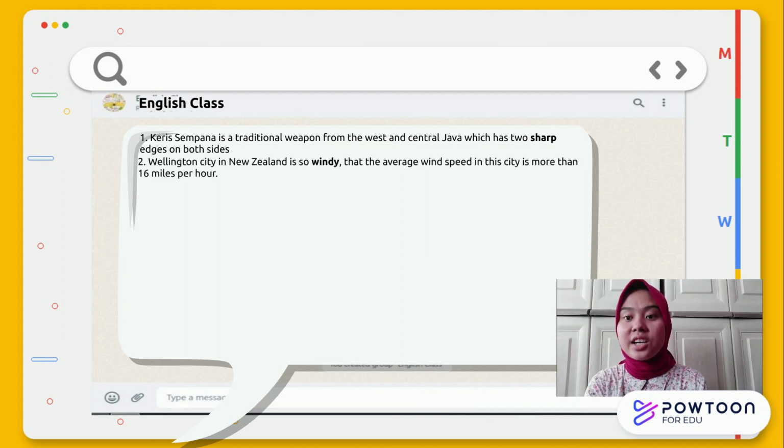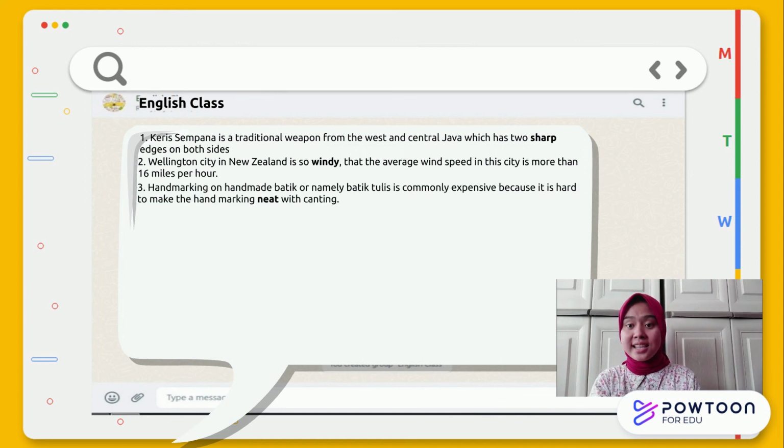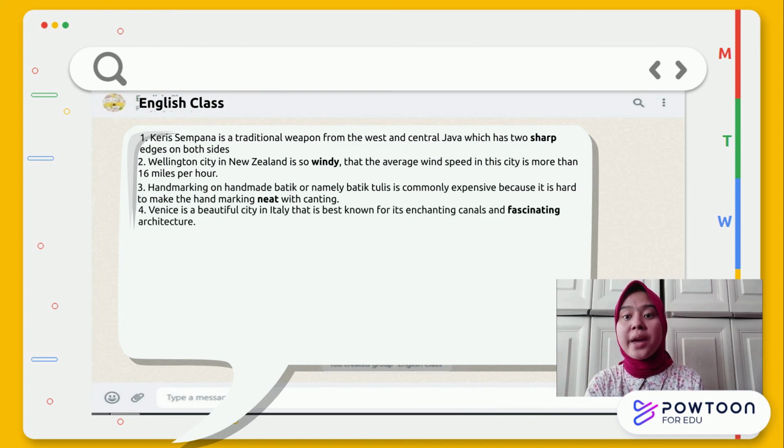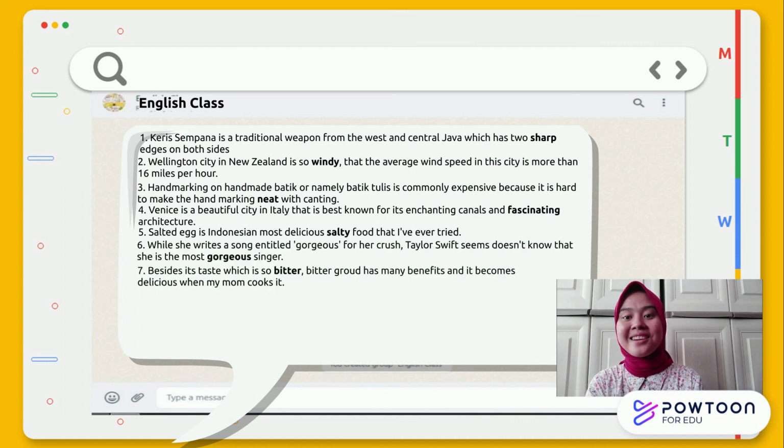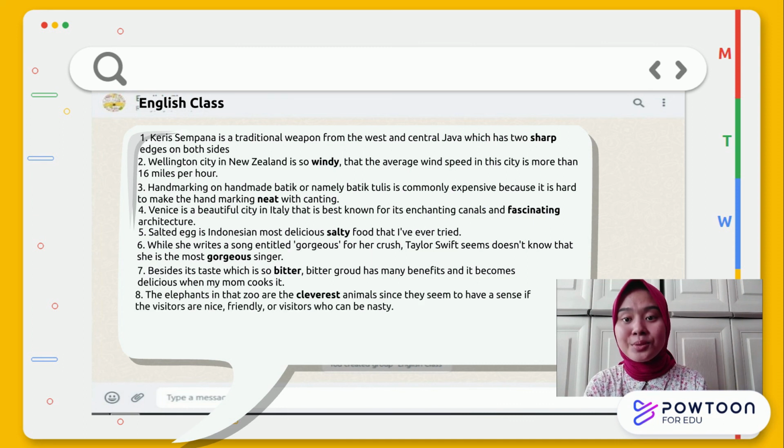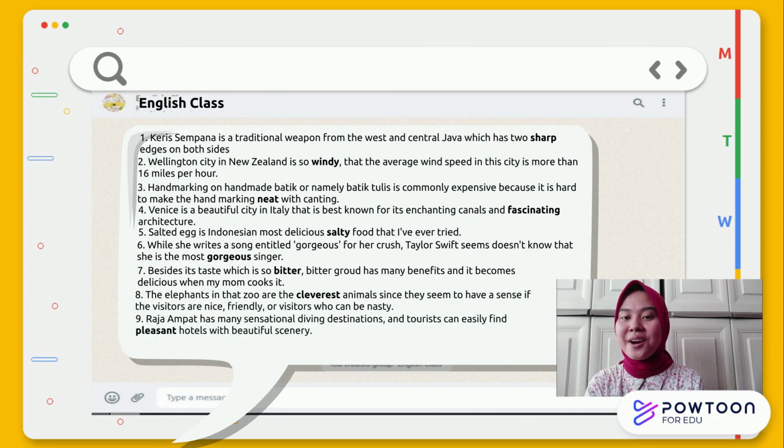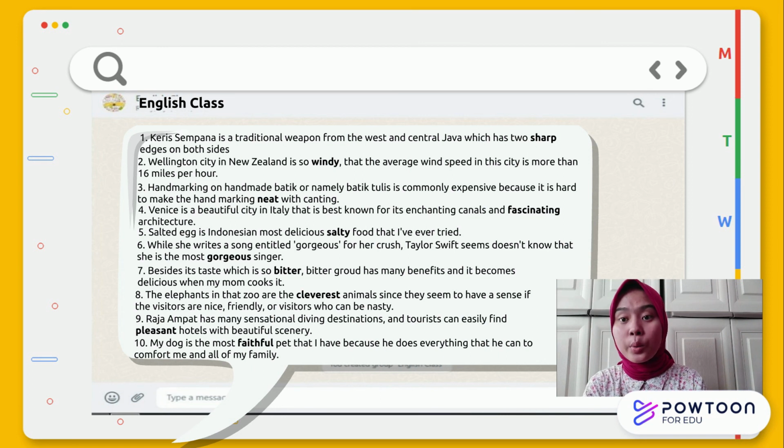Keris Sempana is a traditional weapon from West and Central Java, which has two sharp edges on both sides. It's a good sentence created by Rahel. You use the adjective sharp to describe Keris Sempana. Very well, Rahel. Next, we got an answer from Susi. Wellington City in New Zealand is so windy that the average wind speed in this city is more than 16 miles per hour. You use the adjective windy to describe Wellington City. Great! Thank you, Susi.